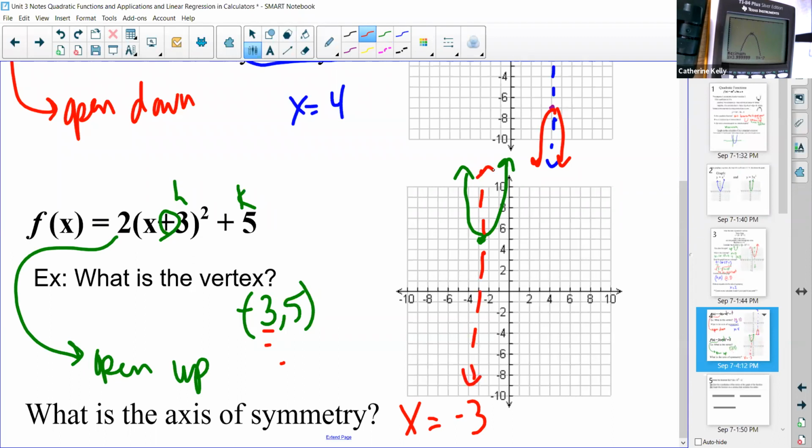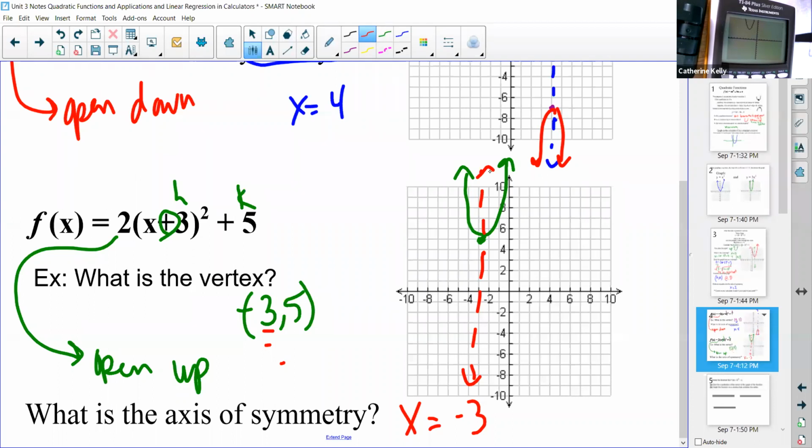And then I'm going to check in my graph, and I'm going to go y equals 2 parentheses x plus 3 end parentheses squared plus 5. And then if you notice here, my window is in between the negatives, so I'm just going to do negative 10 to 10 again. And you notice that our graph looks just like that.